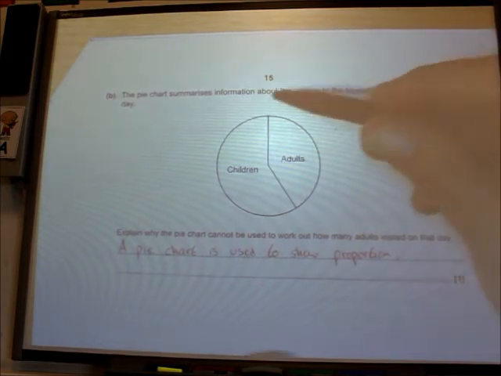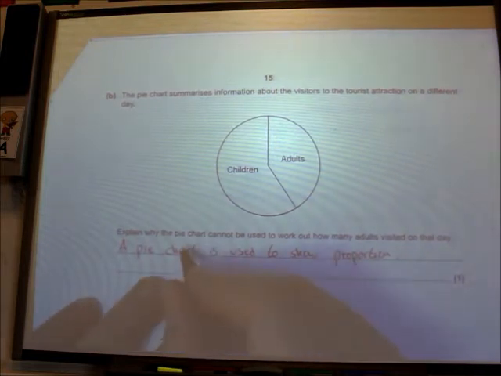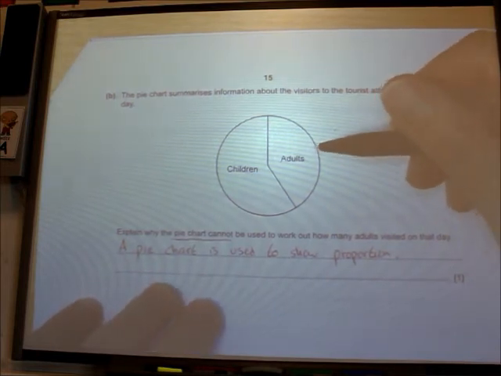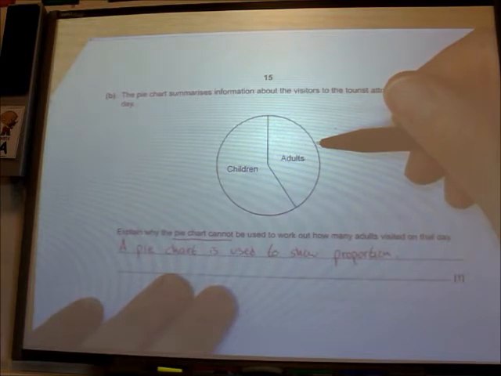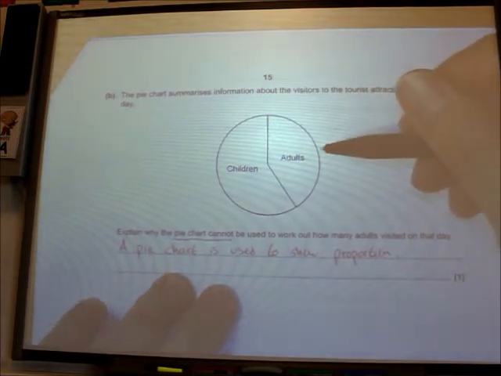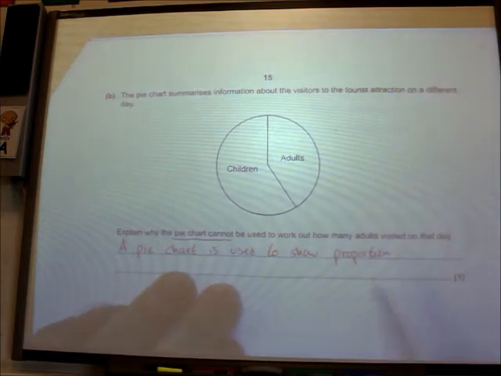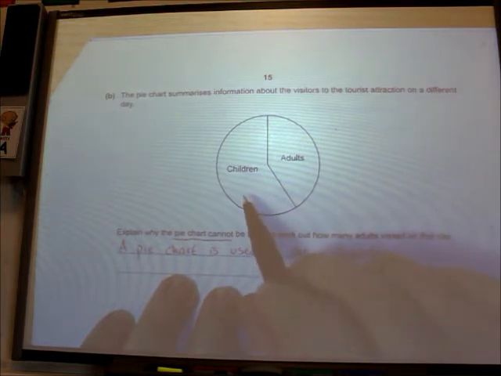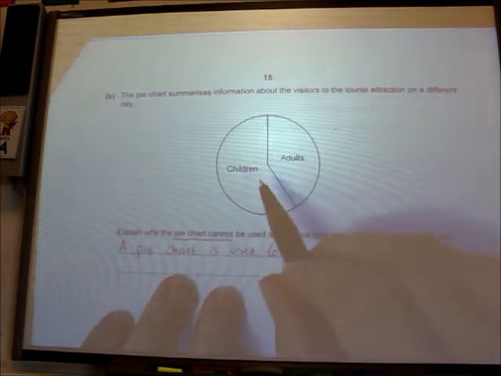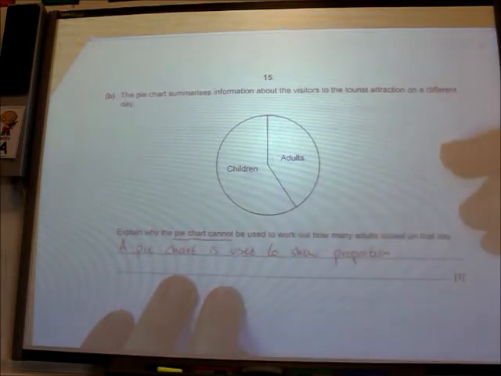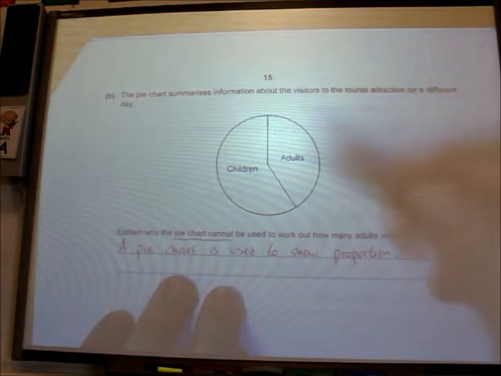But because you're not told that, and the question says explain why the pie chart cannot be used to work out the number of adults who visited on that day, the answer is a pie chart is used to show proportion. This pie chart shows me that more children went than adults. Theoretically, you could have had 6 children and 4 adults, or 6,000 children and 4,000 adults. You simply do not know, because you don't know the total number of people who went.